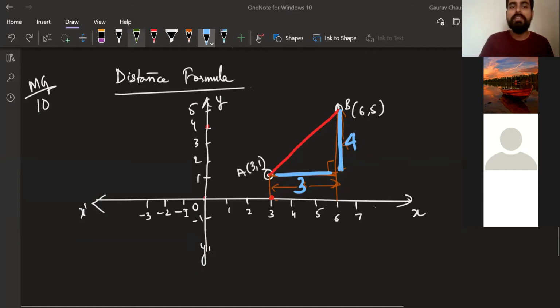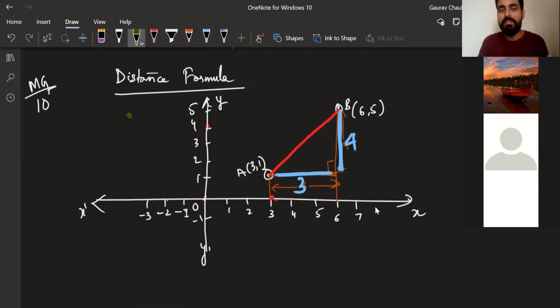Wherever these 2 points are, suppose this point is here, let's say P here and Q here. I have to find PQ. What do I need to do? I need to end up making a right triangle. That's all. I'll make a right triangle like this.